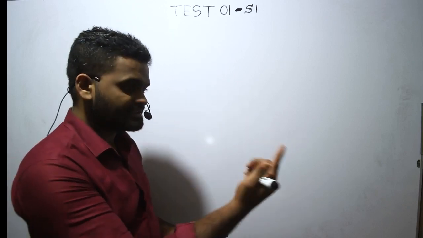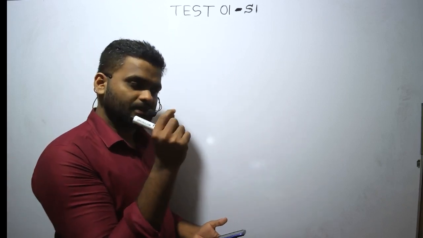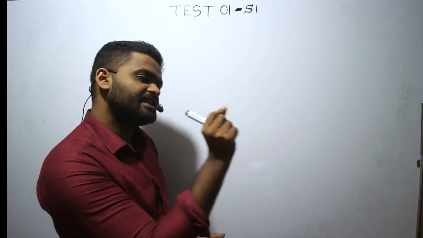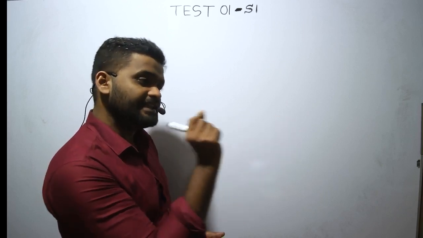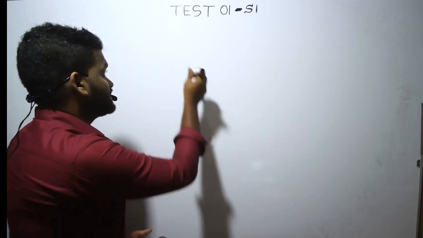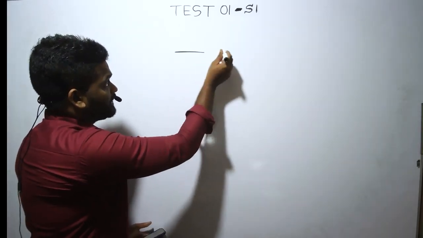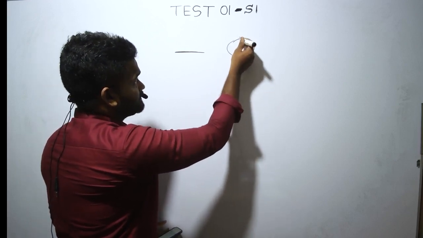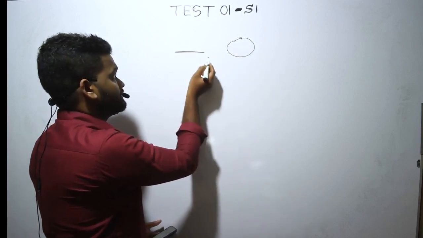So the earth rotating around the sun is not simple harmonic, right? Because it is in a circular motion. Simple harmonic motion occurs within a linear path always. So it is like this, in a linear path. It cannot be like this, right? Cannot be in a circular path. It is in a linear path.